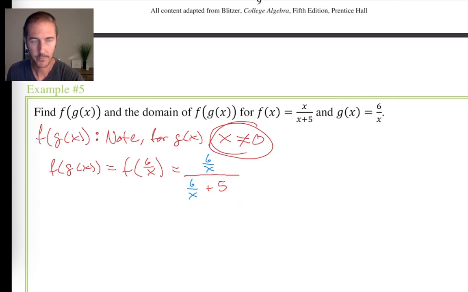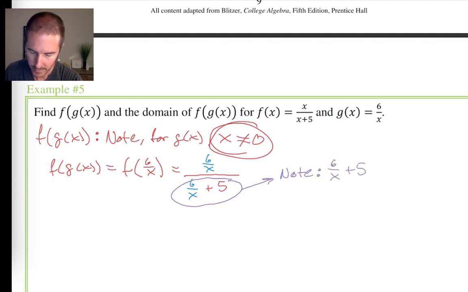We have another option. We already know that x is not allowed to equal 0. That would cause division by 0, there and there. The other place that we don't want to cause division by 0 is in this bigger denominator, 6 over x plus 5. So let's write another note that says 6 over x plus 5 is not allowed to equal 0, because that would cause division by 0 also. Let's figure out the x value that would cause this to happen, and then we will exclude it from our domain.